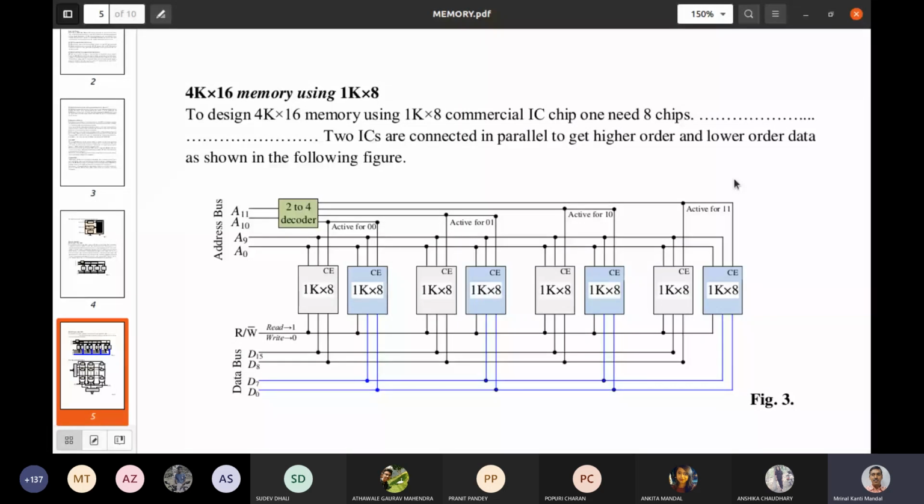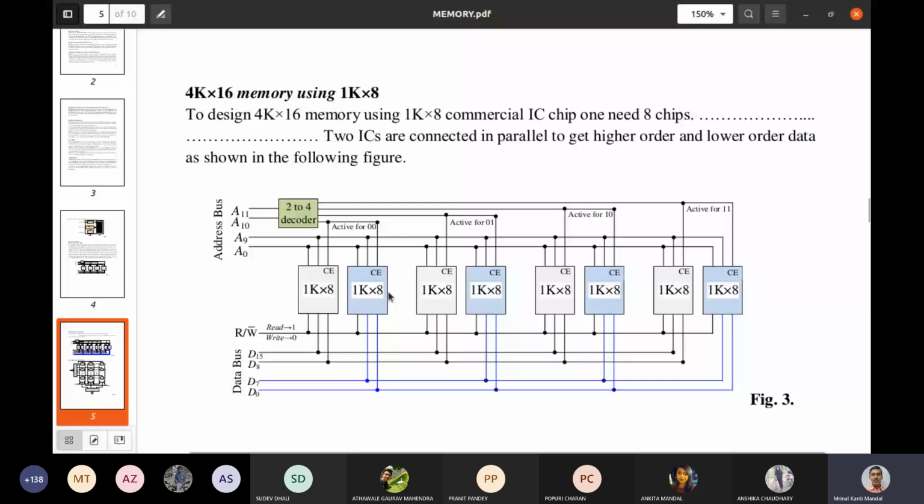If you compare with the previous figure, you see all are the same, but here the data is connected in this IC, that is D8 to D15, and here it is connected D0 to D7. So lower order data we are getting from this one, and higher order data we are getting from this. So these two ICs are connected in parallel. You see, A0 to A9 is common for both the ICs. At the same time, the chip enable signal is common for both the ICs. So that means these two ICs will activate simultaneously.